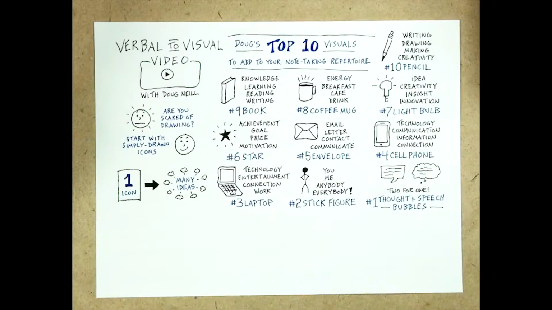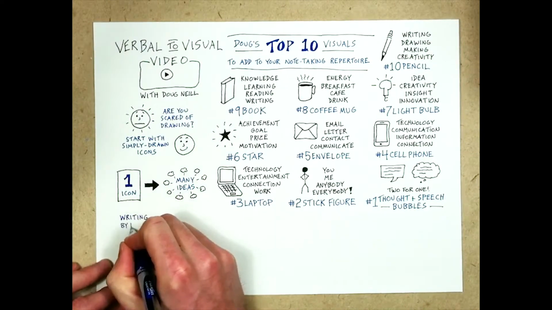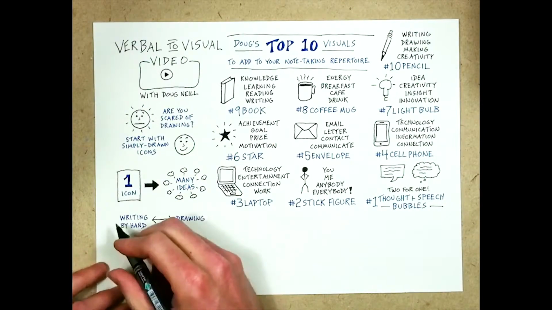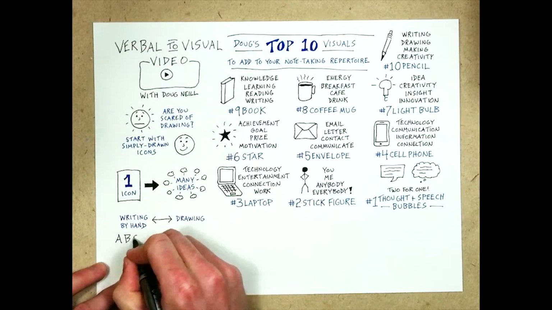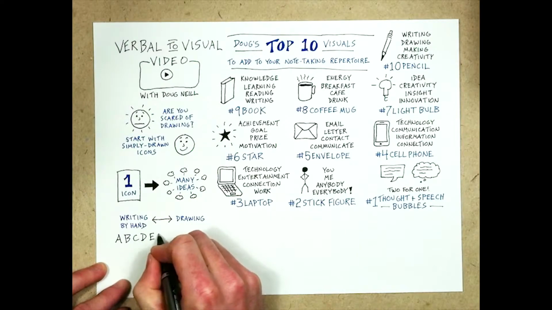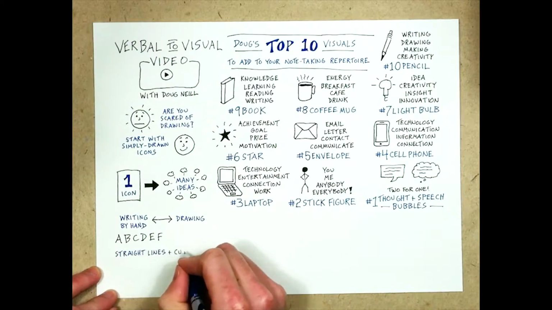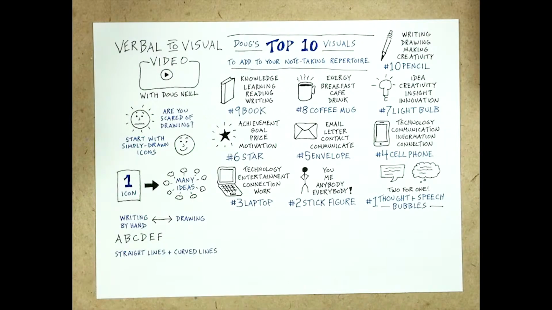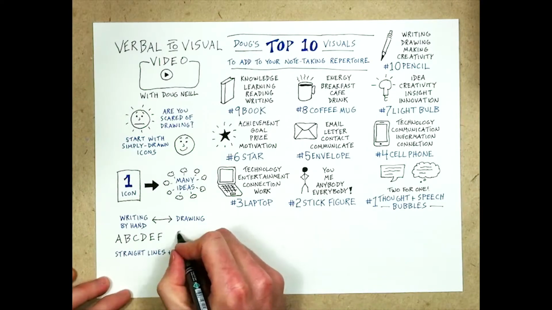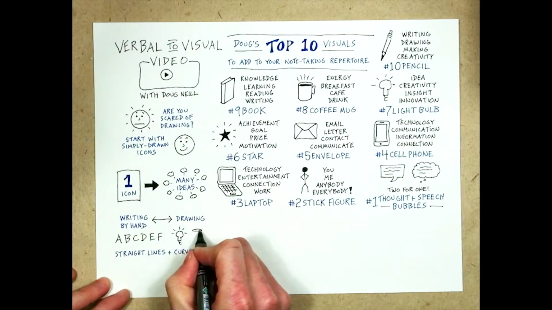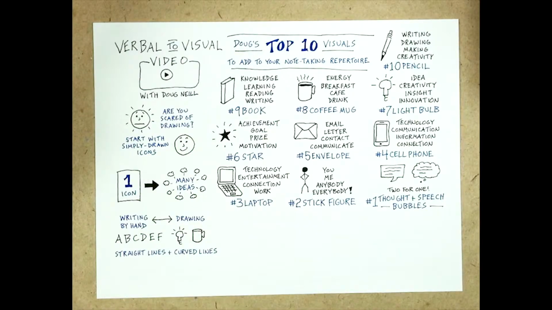And my approach to drawing is from a very kind of simplistic standpoint. I don't see drawing as being anything different than writing by hand. When you write out the alphabet, when you write out letters, all you're doing is you're creating some combination of straight lines and curved lines to make an object that people recognize. So there's not that much of a difference between writing a capital B and drawing a really simple coffee mug.